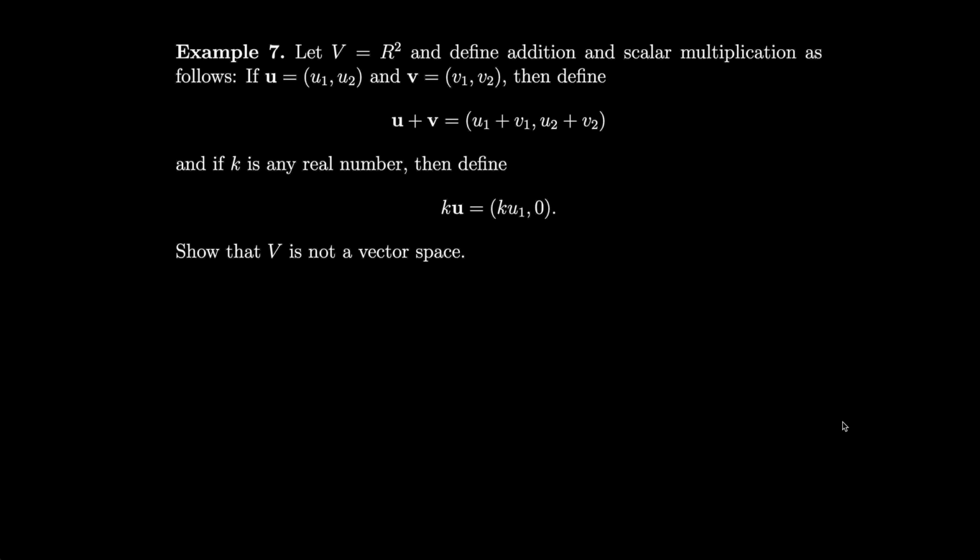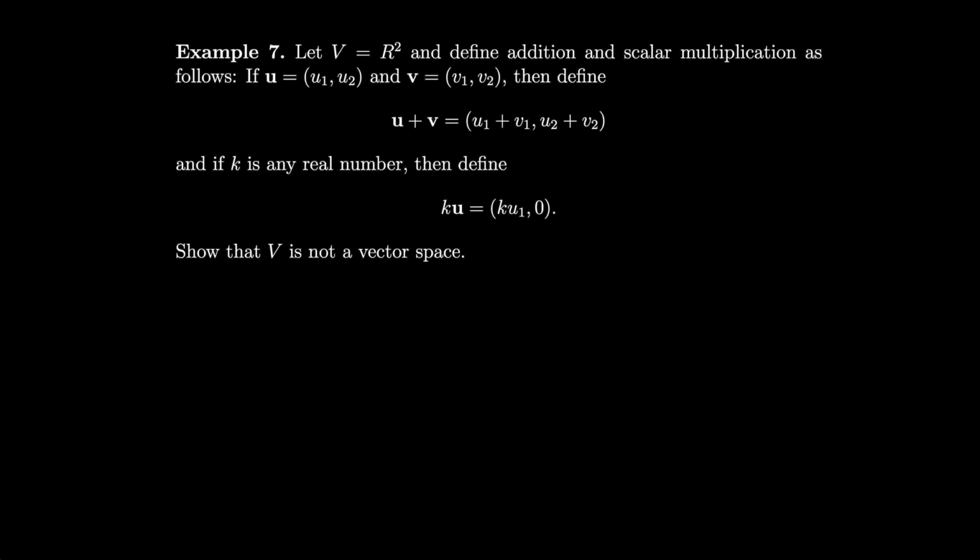How about we let V equal R2, and we define addition and scalar multiplication as follows. So we'll have u plus v be u1 plus v1, u2 plus v2, so addition is normal, but scalar multiplication is just multiply that first component by the scalar and just make the second one 0. So anytime you multiply a scalar by a vector, your second component gets obliterated.